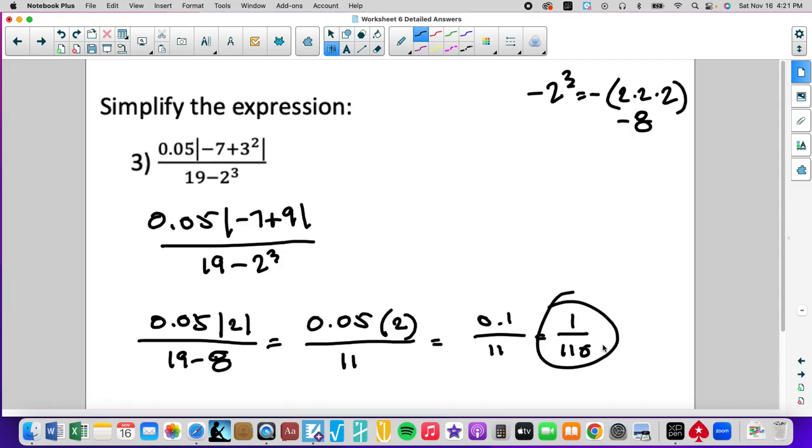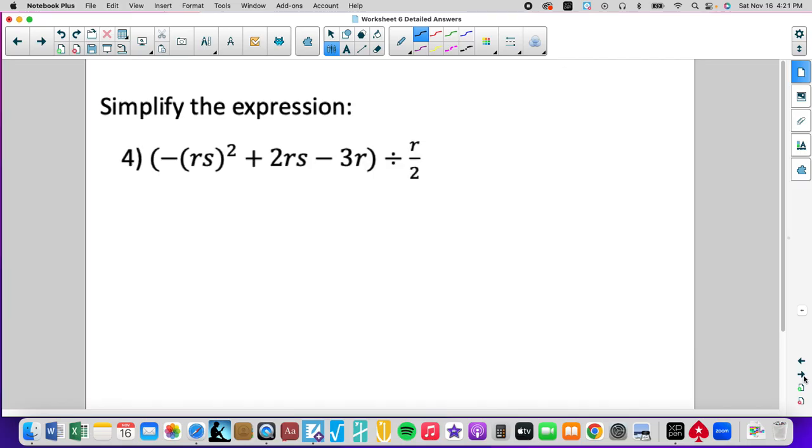Yeah, so I think we can leave it as a fraction. I moved the decimal point, so 1 over 110 is pretty good.